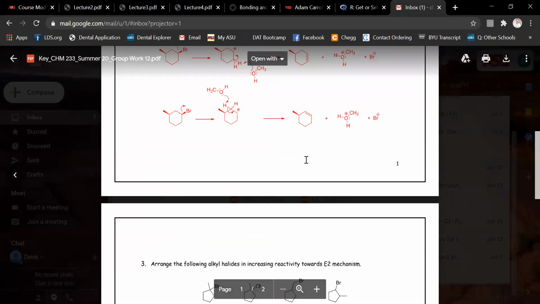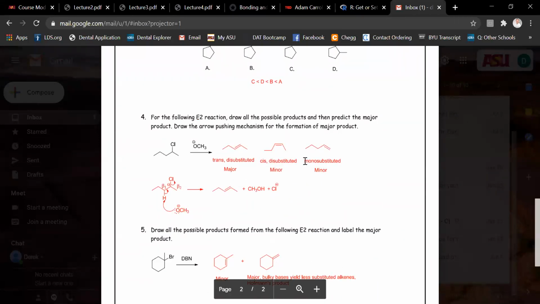And you're wondering about number 4. Okay. So the following E2 reaction, draw all possible products and then predict the major product. Draw the arrow pushing mechanism for the formation of the major product. Okay. So there's the answer there. Did you have a specific question?